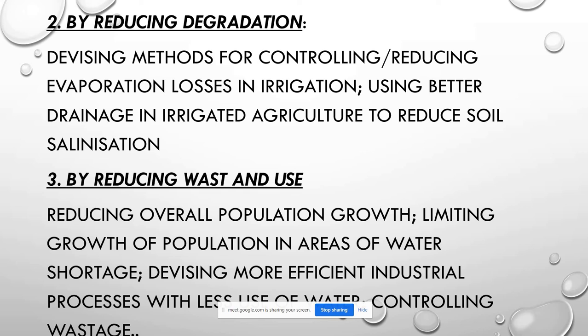Now, the third one is reducing waste and use, which means reducing overall population growth. If you reduce overall population growth in a scarcity area, then there is also less need of water and other basic needs, our roti, kapda, makan, and devising more efficient industrial processes with less use of water, controlling wastage. In this way, we can manage our water resources. Thank you, ma'am.